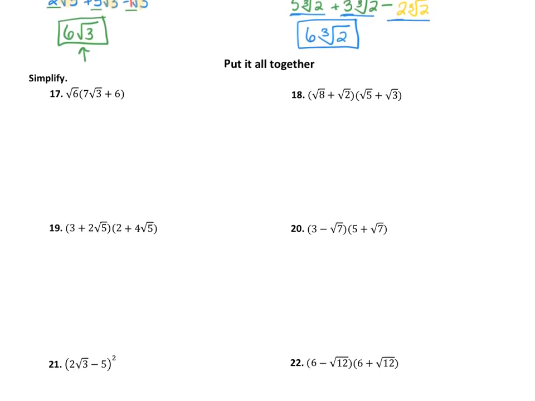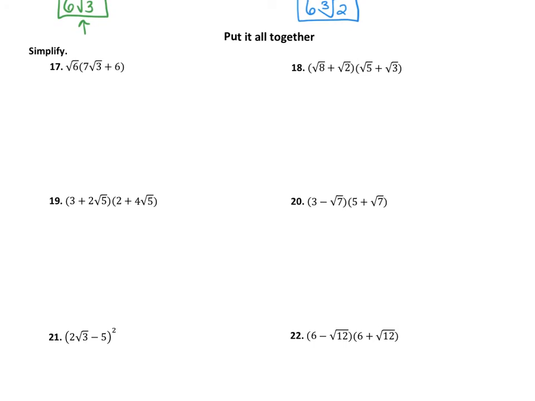All right, so now we're going to be putting it all together. So now we're going to be using some of our polynomial operations with our radical rules. So if I look at number 17, I can see that I have a number outside the parentheses. Anytime we have a number outside the parentheses, I'm going to distribute that number in.